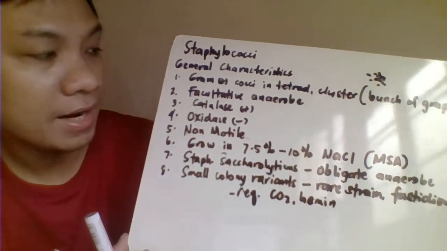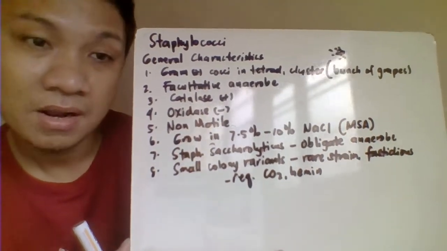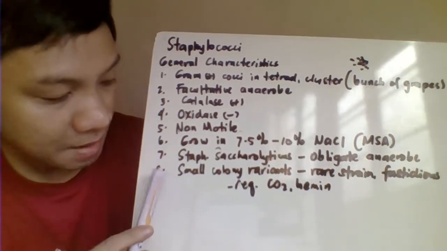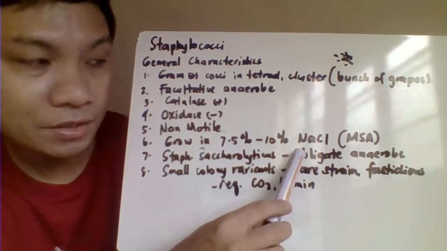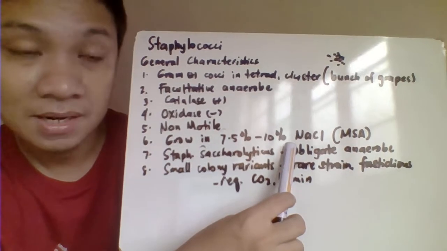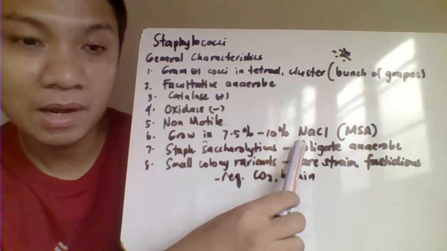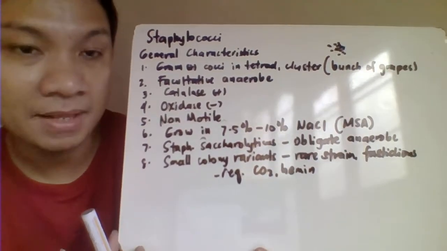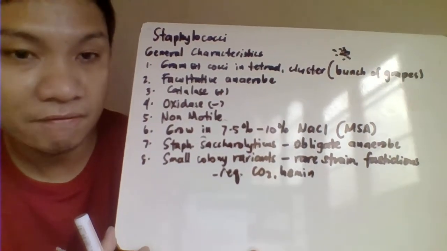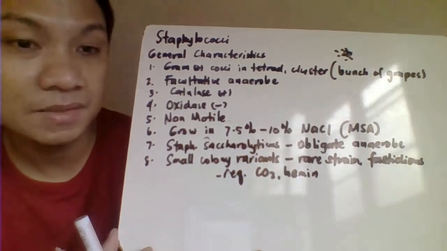Another one, they are facultative anaerobes. Facultative anaerobe means they are able to survive in the presence or even in the absence of oxygen, except for Staph saccharolyticus, which is considered to be an obligate anaerobe. Obligate anaerobe means this Staph species would eventually die in the presence of oxygen; there should be no oxygen in our culture media or the environment. But the majority of your Staphylococcus are considered facultative anaerobes, meaning they are able to survive in the presence or even the absence of oxygen.